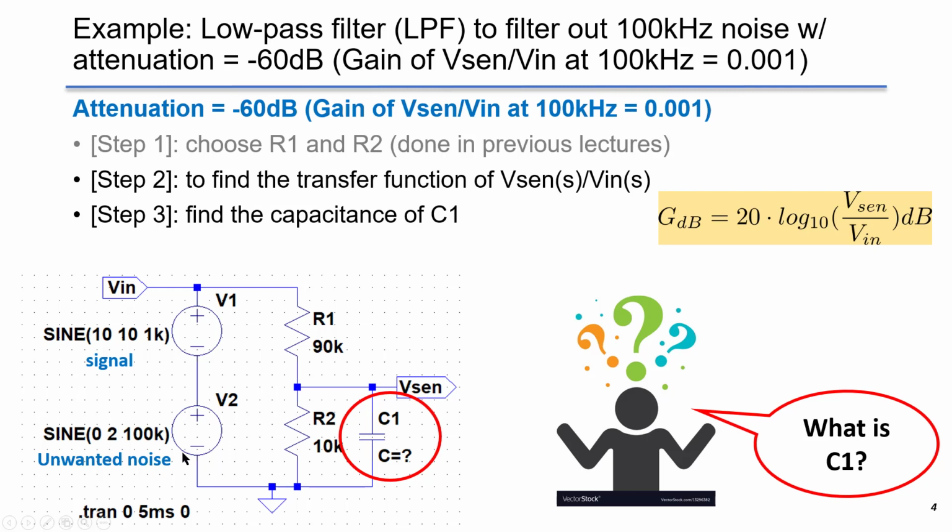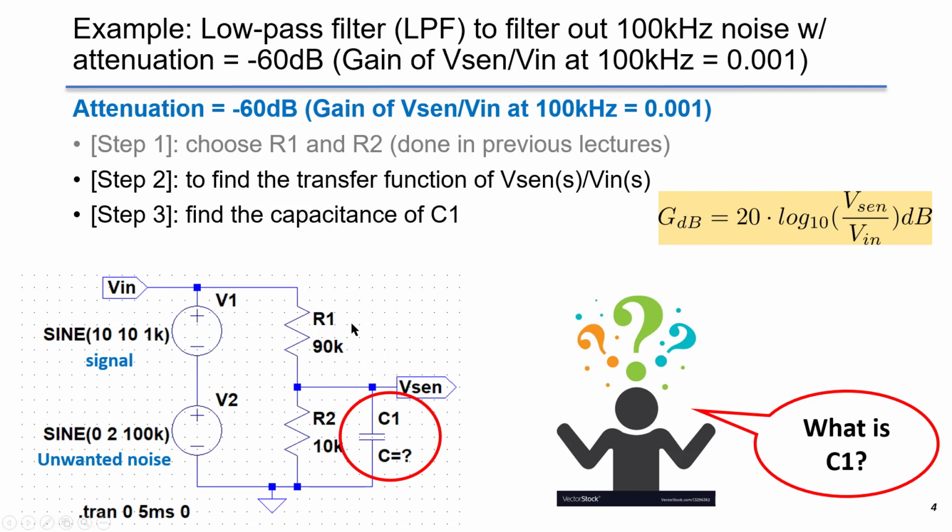So the target is to filter out the 100 kHz noise at the Vsen pin with attenuation of minus 60 dB. That means the gain of Vsen over Vin, which we define as a transfer function, at 100 kHz should be 0.001. It equals minus 60 dB by this magnitude to dB equation.